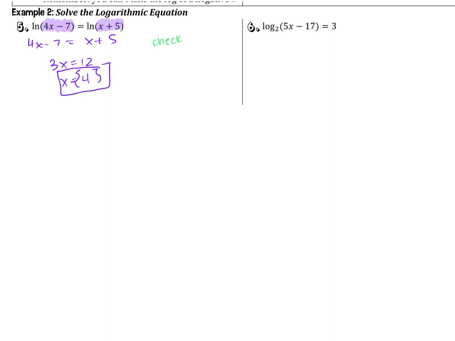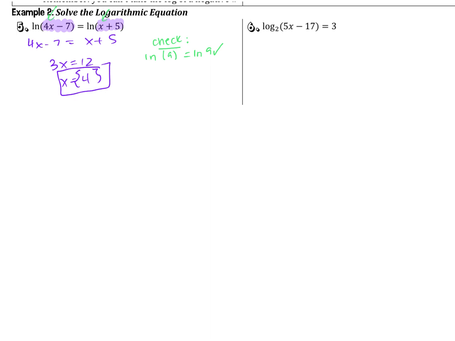The most important thing we're really checking for is that whatever number we get, when we plug it back in, we don't get a negative inside the logarithm because that is outside the domain. We're not allowed to actually put negative numbers in there. We're not allowed to take the natural log of a negative number. So I'm just going to check what happens if I plug in 4 to the left side. 4 times 4 is 16. 16 minus 7 is 9. And on the other side, 4 plus 5 is 9. So we are good to go there.